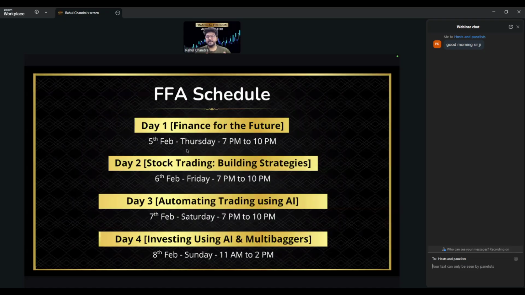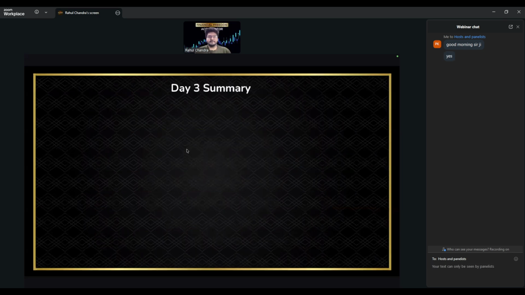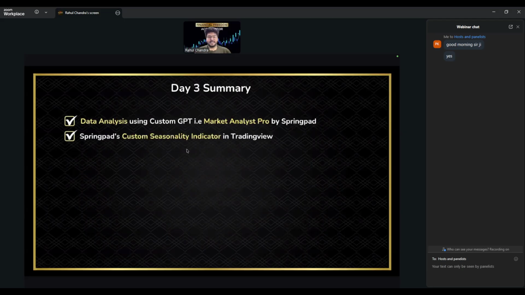Before I move on to the agenda for day four, shall I quickly go ahead and revise whatever we had learned yesterday in day three? Yes, perfect. So what did we learn yesterday? We learned how you can do data analysis using custom GPT, that is the Market Analyst Pro by SpringPad. Pratik had shared this with you, and he had also shown you how to use it. Second, we learned how to use SpringPad's custom seasonality indicator in TradingView, wherein you can get a snapshot of any stock, any index, any ticker, and you can see a heat map of what happens. Is it random or is there a pattern? There is a pattern.